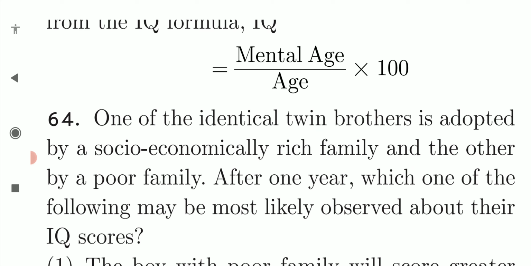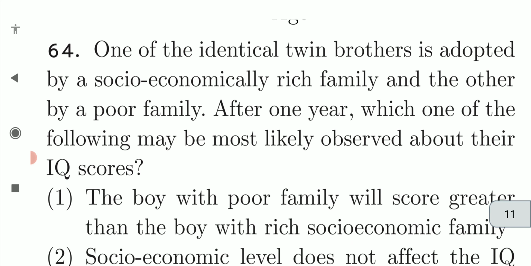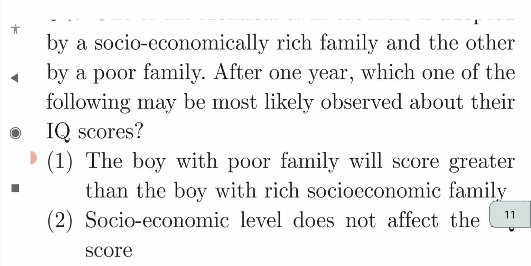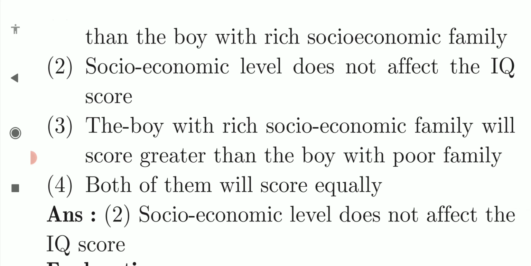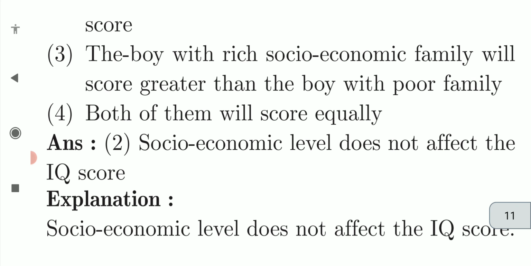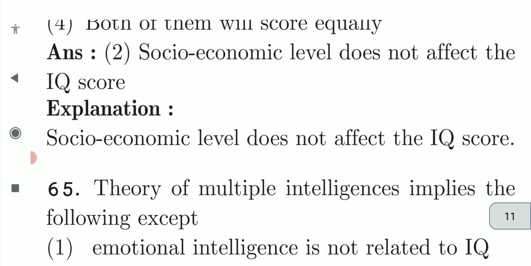One of the identical twin brothers is adopted by a socioeconomically rich family and the other by a poor family. After 1 year, which one of the following may be most likely observed about the IQ scores? Socioeconomic level does not affect the IQ score. Please understand, socioeconomic level does not affect the IQ score.